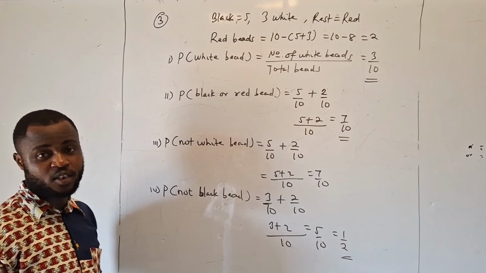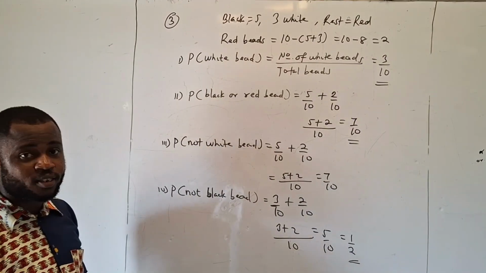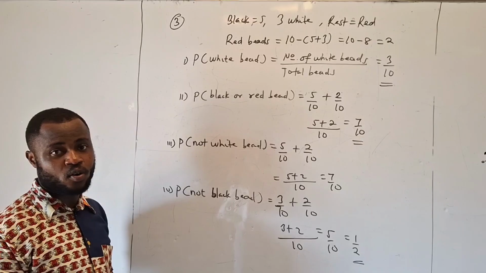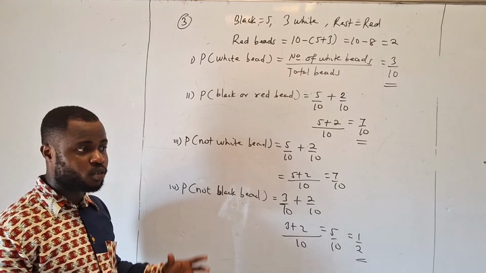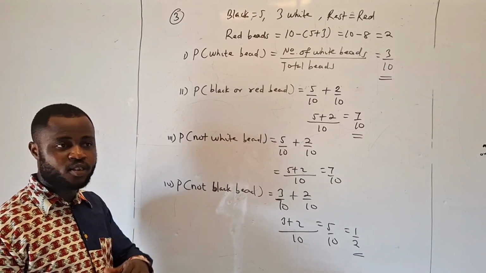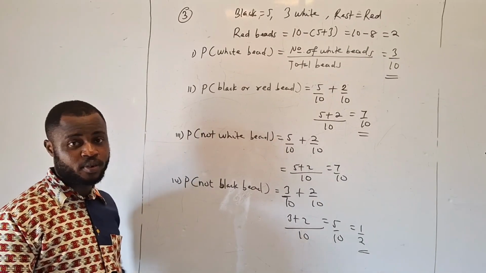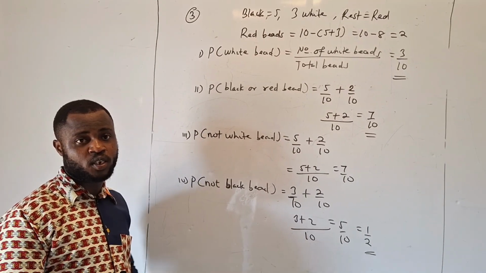So this brings us to the end of this type. So watch out for the last lesson on probability, which involves 2 independent or 1 dependent and 1 independent component of probability.